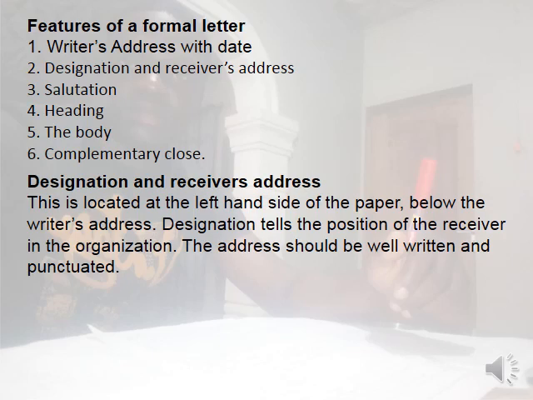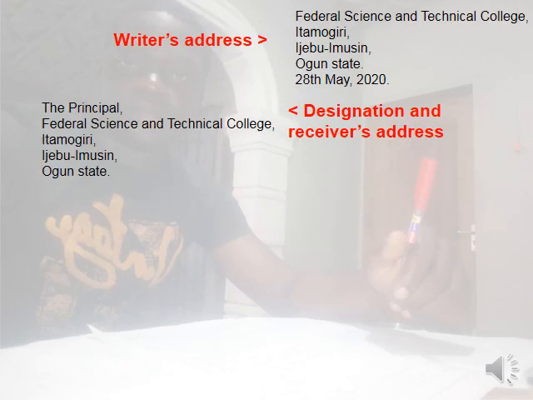Let's see that in the format. Yeah, we have an example here. The principal, Federal Science and Technical College, Itamogiri, Ijebu-Imoshin, Ogun State. That is designation and receiver's address. The designation there is the principal, then followed by the address.